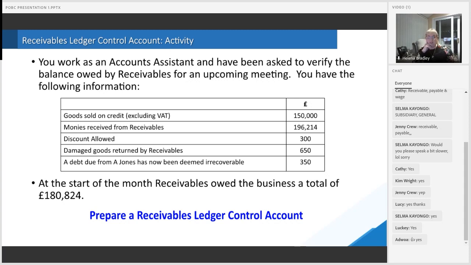So just think as you're going through those transactions, what impact does this have on my balance? Does it increase what the customer owes me? Does it reduce? If it increases, what we saw before, it will be on the debit side. If it reduces, it will appear on the credit side. And then balance that account off for me. I'll just give you a moment longer, guys.